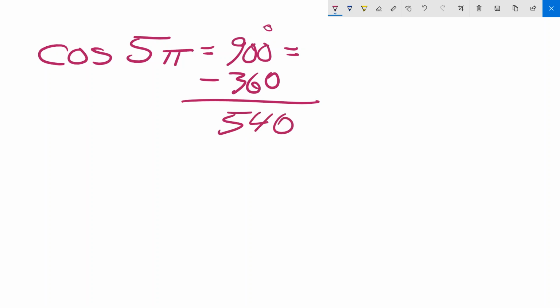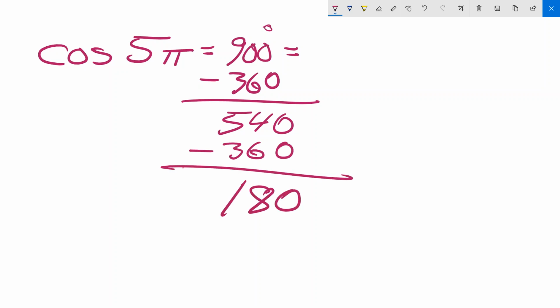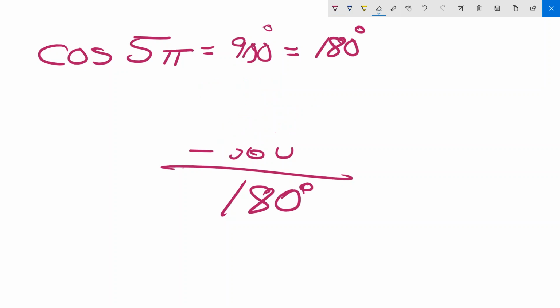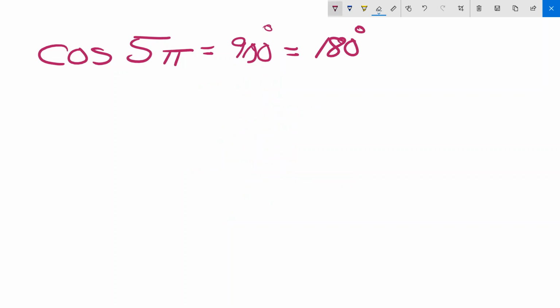What do I got to do now? Subtract another 360. Remember, you can always add 360 or subtract 360 to any angle, and it does not change any of your trig functions. So the positive angle that they're talking about here is 180 degrees. And I can say that this is the equivalent of the cosine of 180 degrees. Same thing. So let's just write it like that.